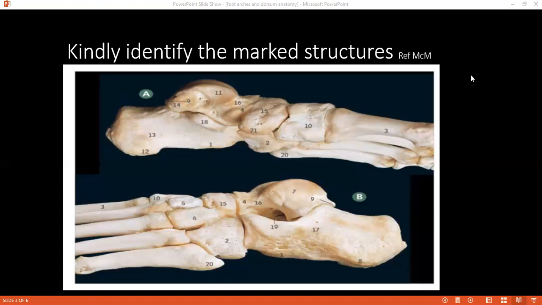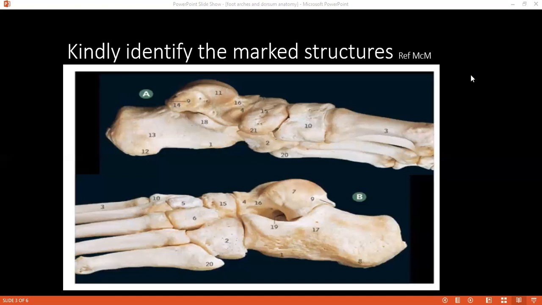Can you tell me what you understand by the term mid-tarsal joint? Yes, ma'am. So the mid-tarsal joint is also called the transverse tarsal joint, which is formed by the calcaneocuboid articulation and also by the talocalcaneonavicular articulation. As a whole, this is called the mid-tarsal joint, or joint of Chopart.